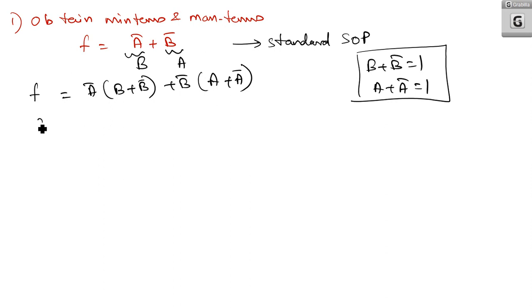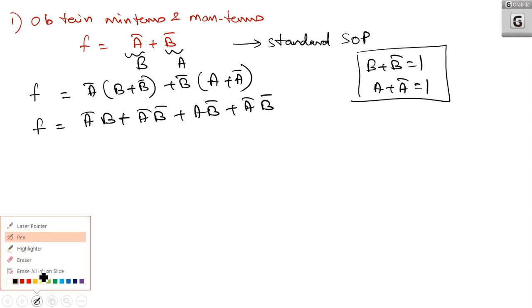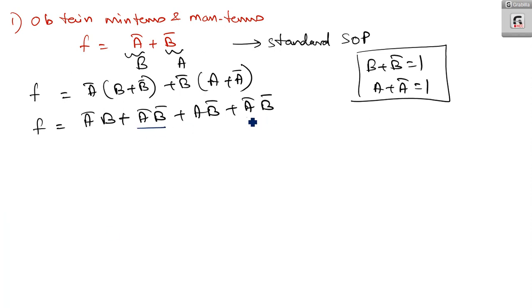Keeping this in mind, we are going to expand it. So f is equal to a bar b or a bar b bar or a b bar or a bar b bar. Now see here, these two terms, a bar b bar and a bar b bar, are the same. A or a is a itself. So a bar b bar or a bar b bar is a bar b bar itself. So you can write f is equal to a bar b or a bar b bar or a b bar.